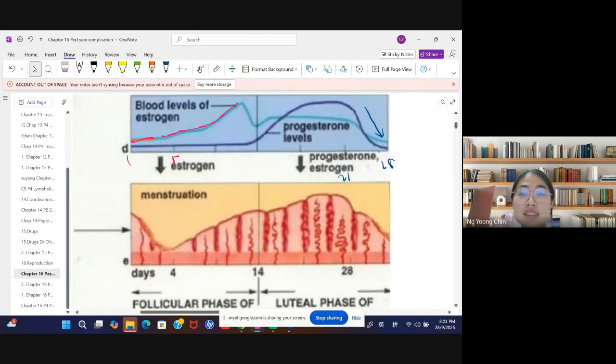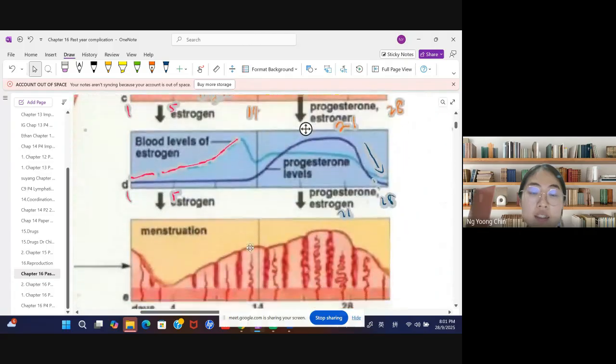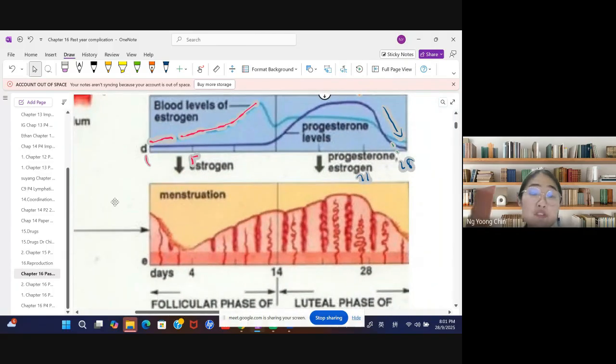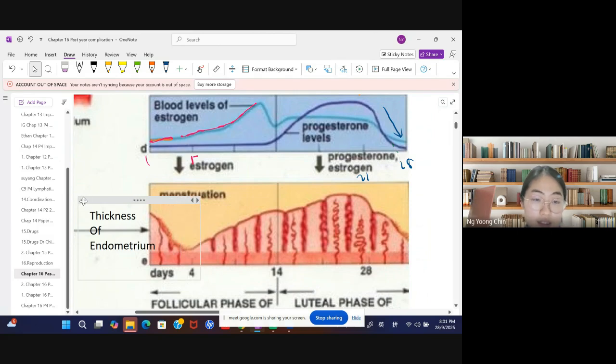So as you can see, and then you can see about this one. This shows the thickness of the endometrial lining, the change in the thickness of the endometrial lining over the period. The change in thickness, 子宫内壁厚度的变化.